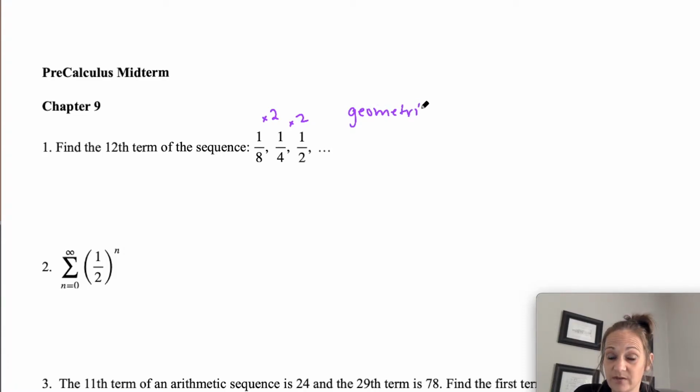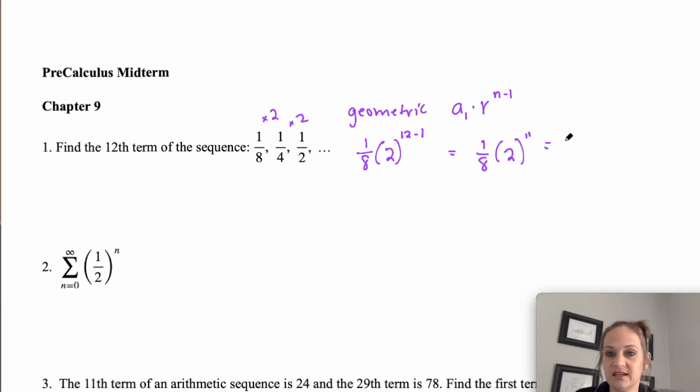Now, since it is geometric, you are going to use the formula a of 1 times r to the n minus 1 in order to find the specific term. So the first term is 1/8. We know that the ratio is 2 because you're multiplying by 2 every time to get to the next one. And then you're looking for the 12th. So you're going to plug in 12 into n minus 1. So your answer is going to be 1/8 times 2 to the 11th power, which is going to give you 256.